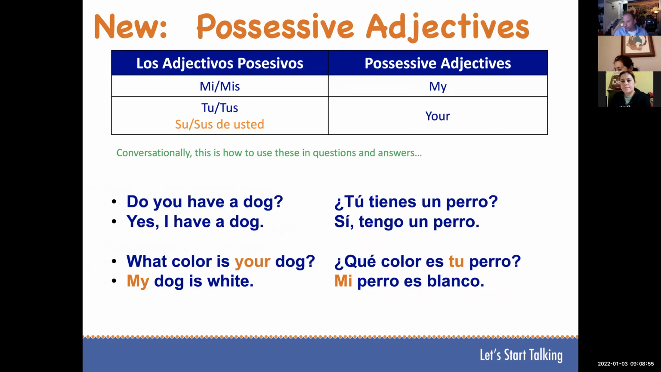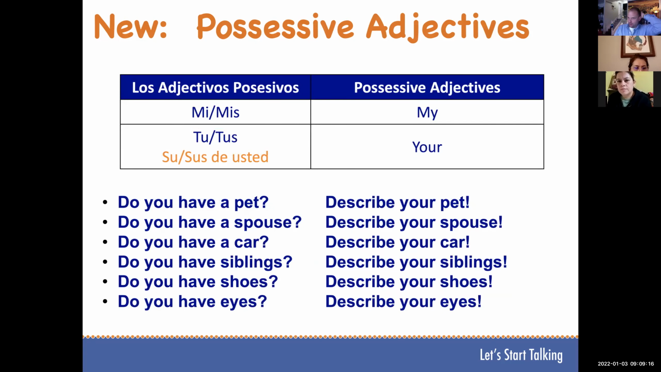Entonces, conversacionalmente vamos a intercambiar las palabras my y your, ¿no? Por ejemplo, do you have a dog? Yes, I have a dog. What color is your dog? My dog is white. Okay. Caro, do you have a pet? Yes, I have two pets. Describe your pets. My pets are white and black.